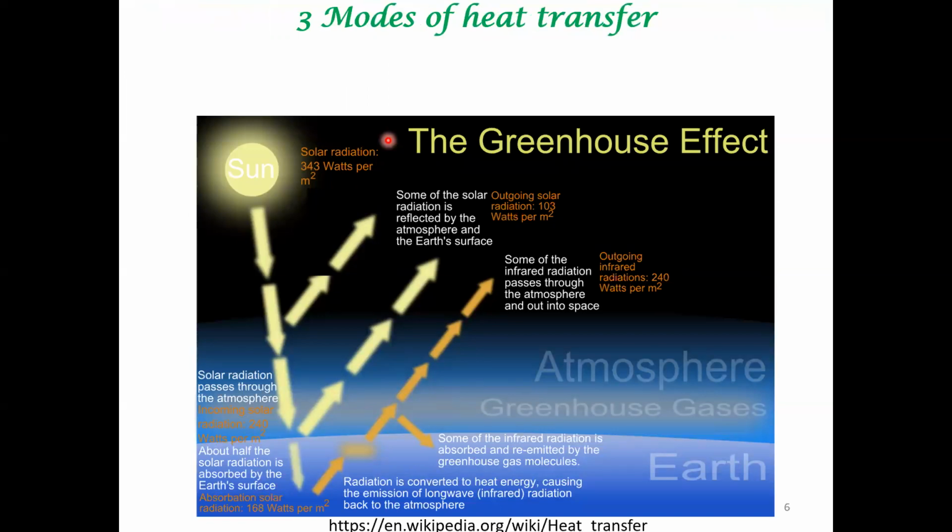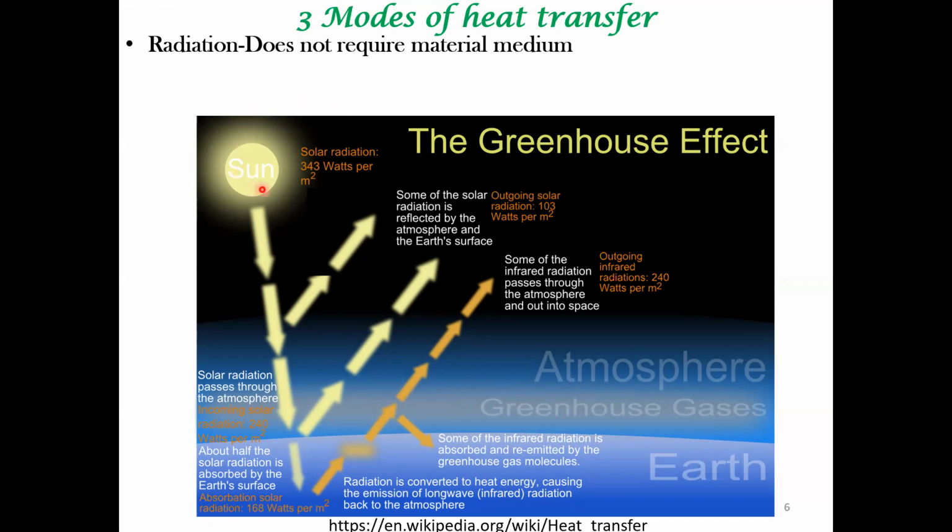So there are three modes of heat transfer. Heat transfer is extremely important in the context of understanding, modeling, controlling climate change, greenhouse effect, and so on. Amongst the three modes, the first, what we're illustrating here, is radiation. The quintessential feature of radiation is that there can be thermal energy transfer without a material medium.